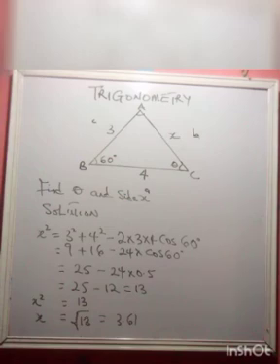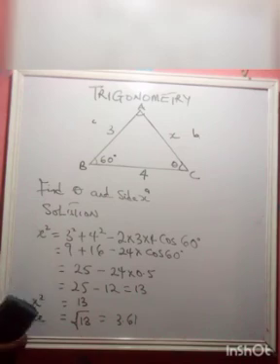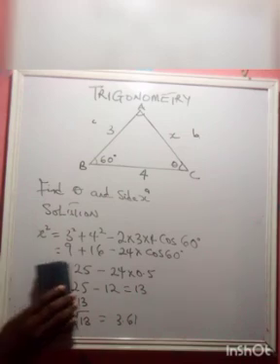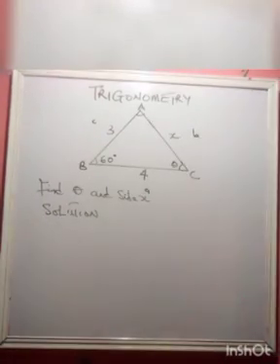Now for us to get our angle theta, we'll simply use the sine rule. Take note, we are not using the trigonometric ratios here because this is not a right angle triangle. If it's a right angle triangle, we can just use our sine, our cos, or our tangent.